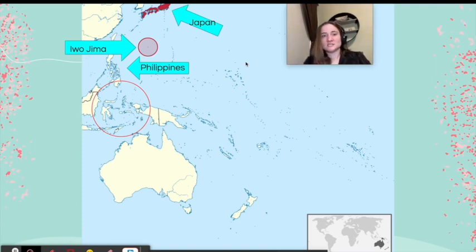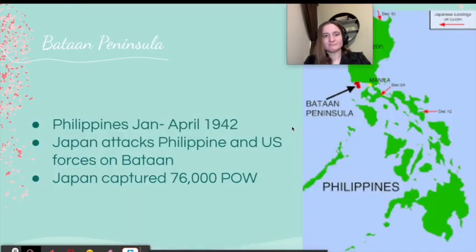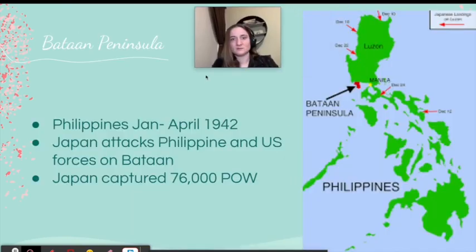Okay, next we're going to talk about World War II in the Pacific Front. So here's Japan up here. I know the map kind of cuts it off a little bit. But some important places to note include Iwo Jima, which is this tiny little island right here. The Philippines, which is controlled by the United States at this time. First, let's talk about the Philippines. So here's kind of a zoomed in map of the Philippines. So Bataan Peninsula is this little chunk of land that's right here on the island.